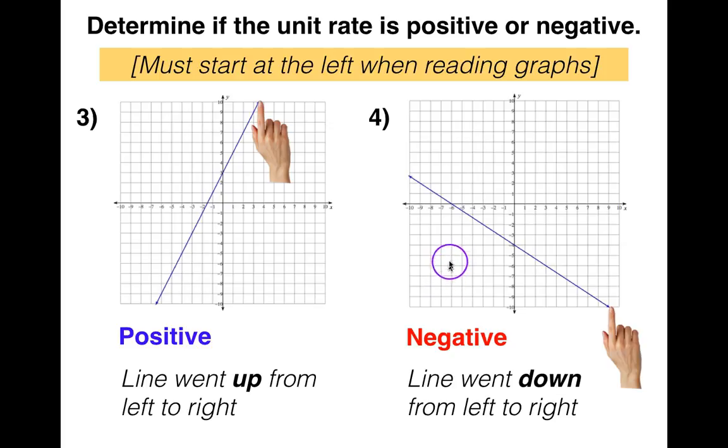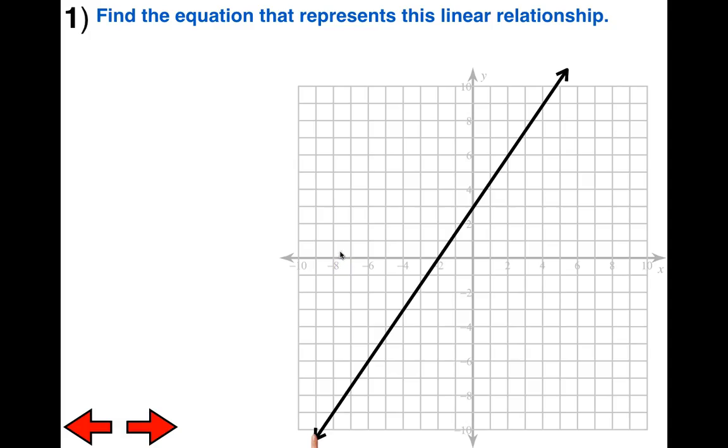So it's that simple. This is going to be helpful for us when we make our equation because it's going to help remind us, is my unit rate supposed to be positive or is my unit rate supposed to be negative? So now it says, find the equation that represents this linear relationship. First things first, let's look at the unit rate. And before we even start counting how many y for how many x, I want us to decide right now, is it positive or is it negative?